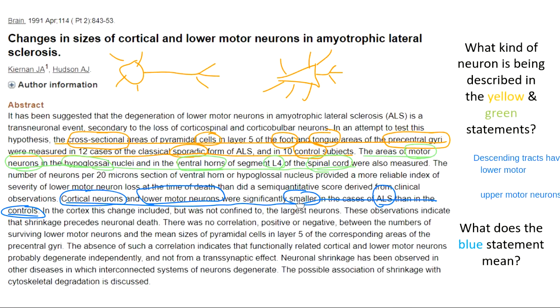We tried to solve the chicken and the egg problem. Did it start with the upper motor neurons, or was it all just the lower motor neurons? And we found out that the upper motor neurons aren't working either. They've gotten smaller, as have the lower motor neurons, meaning that this is a problem with both parts of my descending tract.